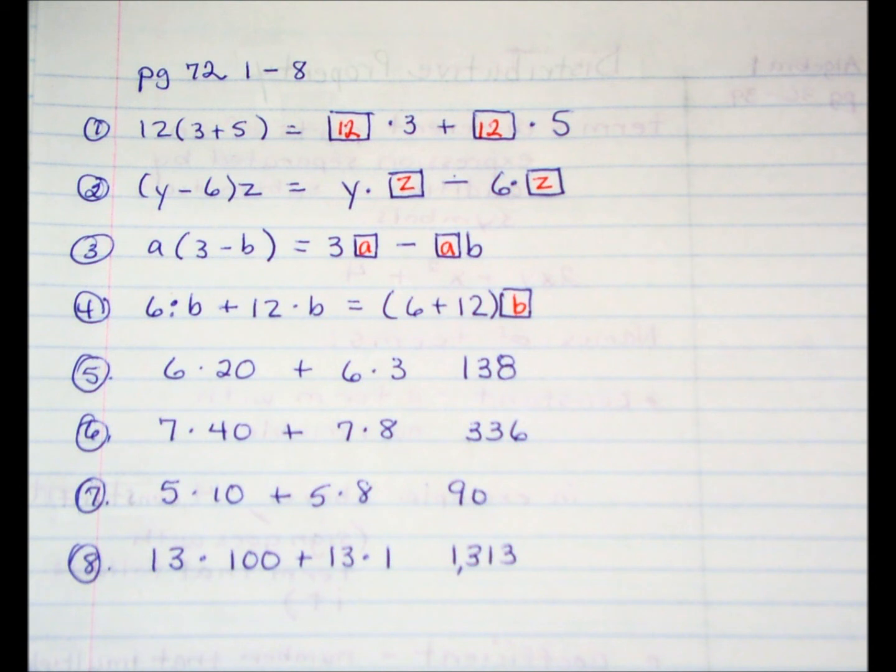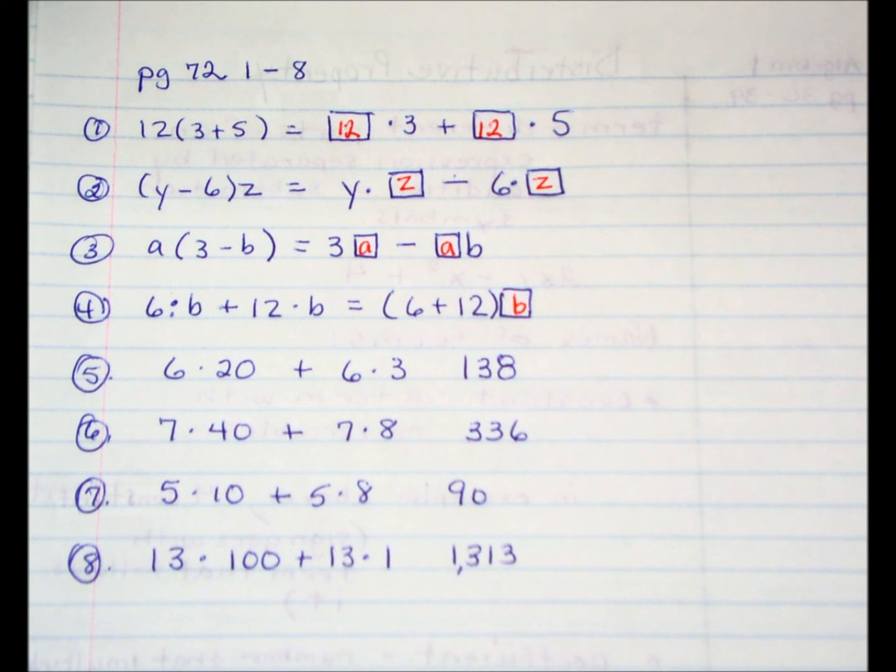The second number was 48, 7 times 48, so you would do 7 times 40 for 280, and 7 times 8 for 56, and you would add those together to get 336. And number 7, it was 5 times 18. 5 times 10 is 50, and 5 times 8 is 40. So 50 and 40 together would make 90.